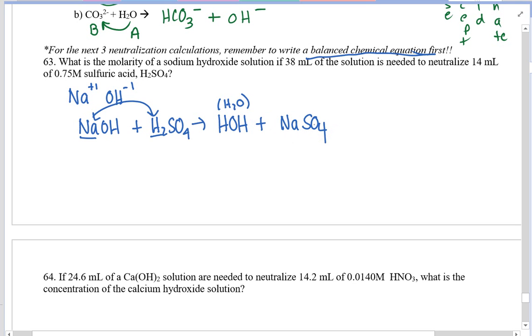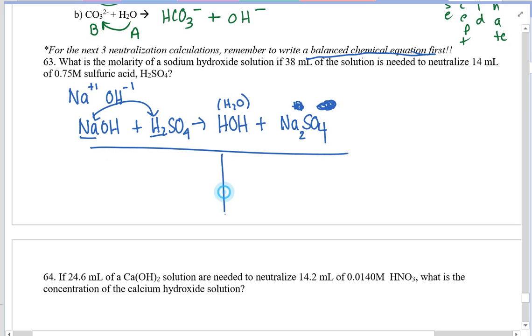This is our salt. When you're looking at the salt, you have to consider the charges to figure out what the subscripts are going to be here. So sodium, when I look over the periodic table, I see it's a +1 charge. Sulfate has a -2 charge. So when I do my crisscross method, the 2 comes down here. The 1, we just don't write the 1. So this is my chemical equation.